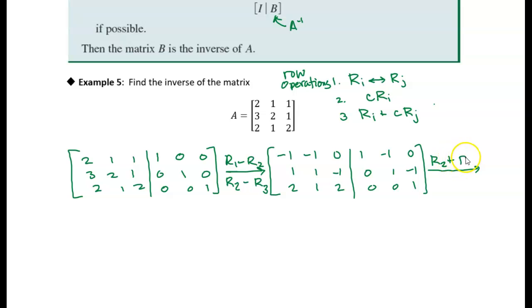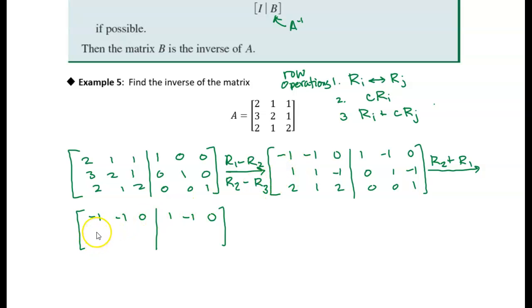I'm going to add row 1. And that'll get a 0 here in the second row, first column. All right. So let's do that. I'm just going to write that down here. So I'm going to leave row 1 alone. -1, -1, 0, 1, -1, 0. Got to do accurate copying. Okay. And then I'm just going to add these 2 rows.